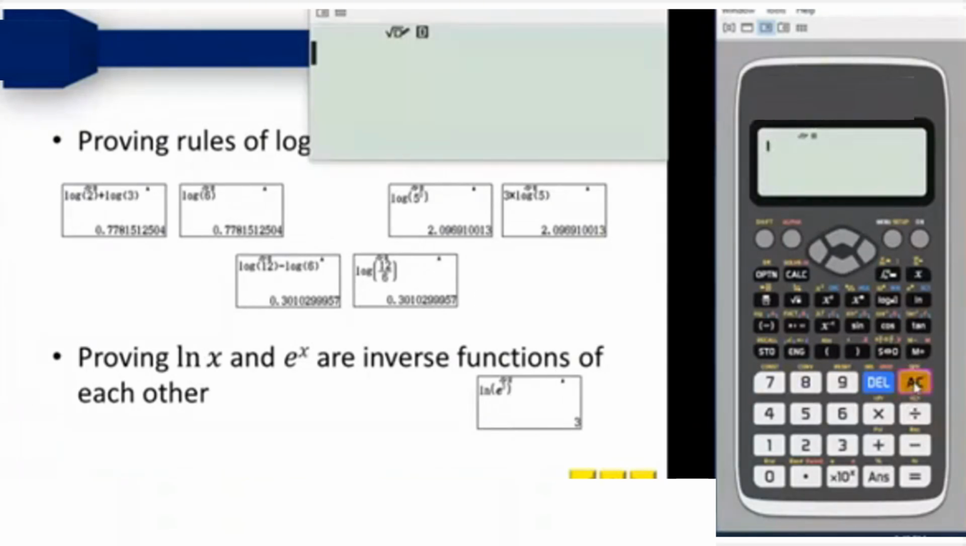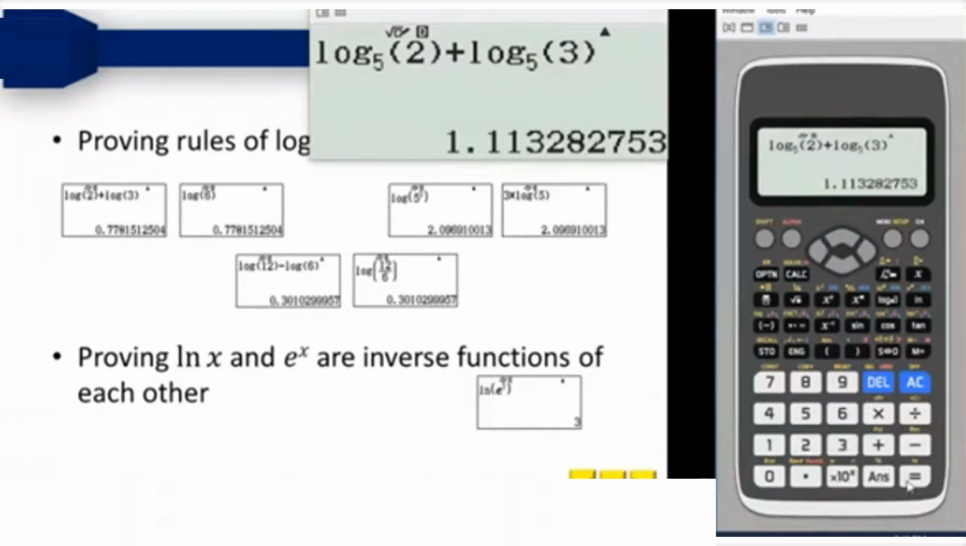How I will do so is: log base 5 power 2 plus log base 5 power 3. The result is 1.1133. Please remember this result, 1.1133.